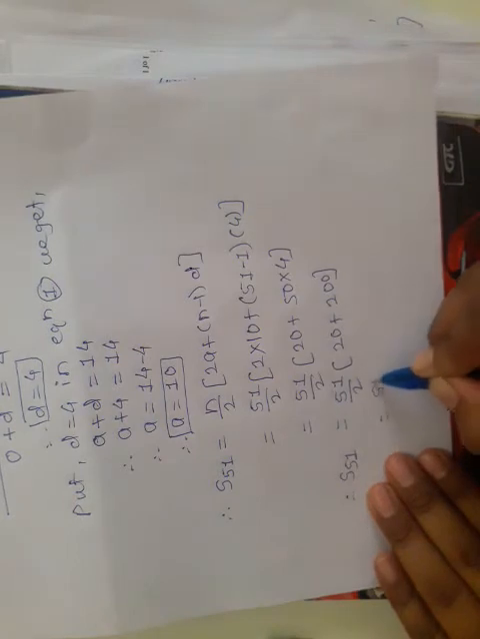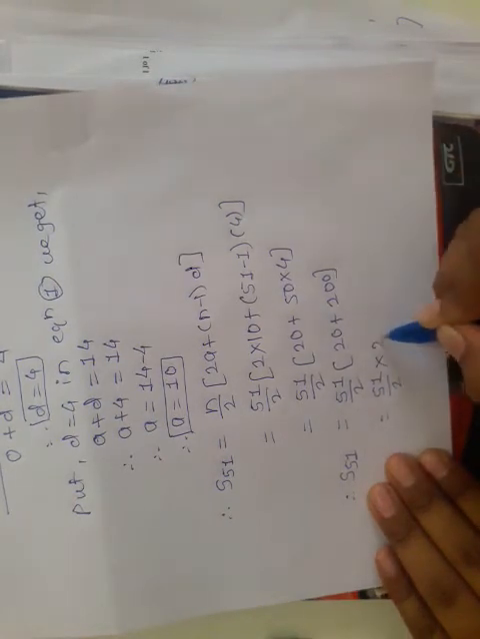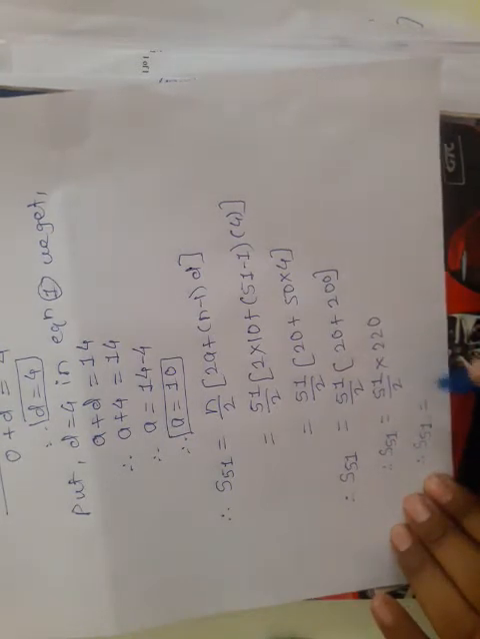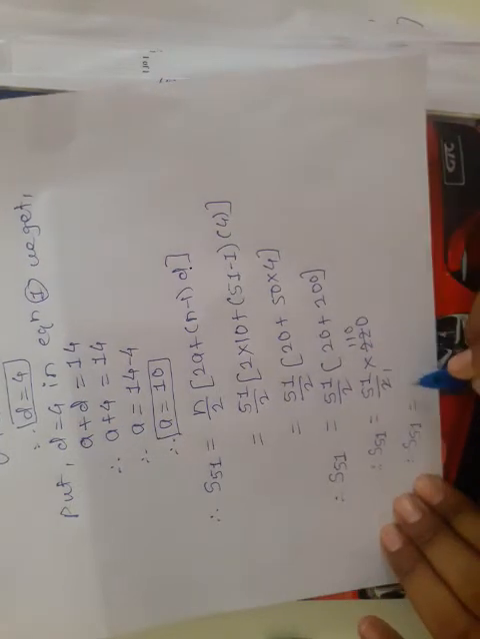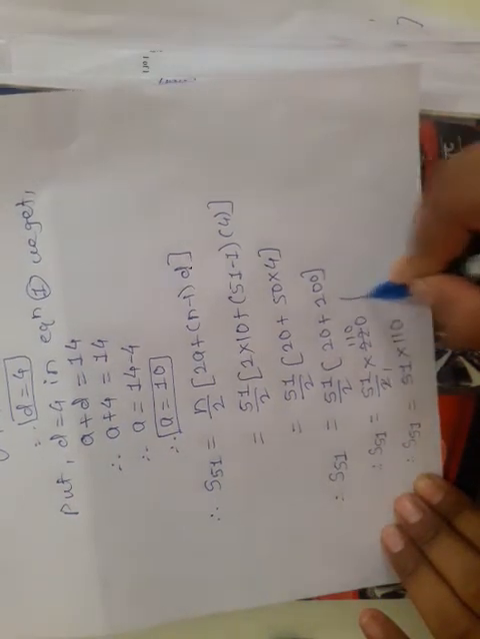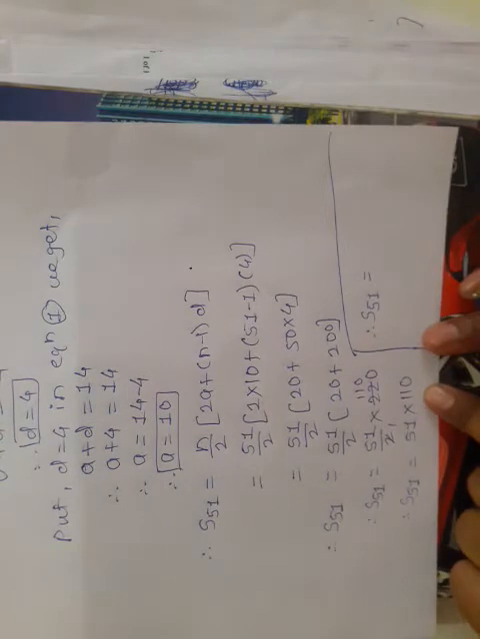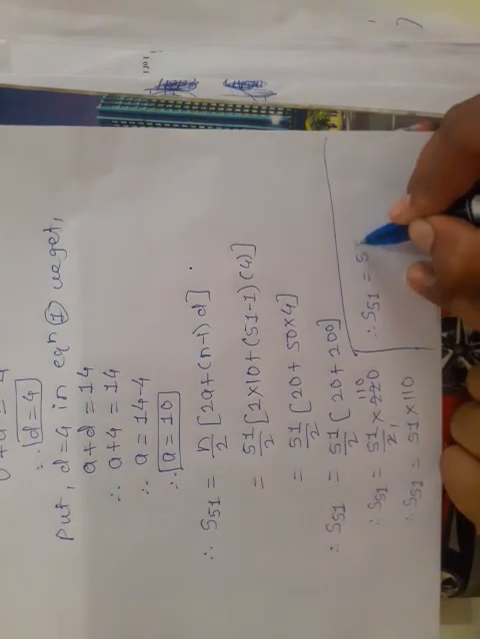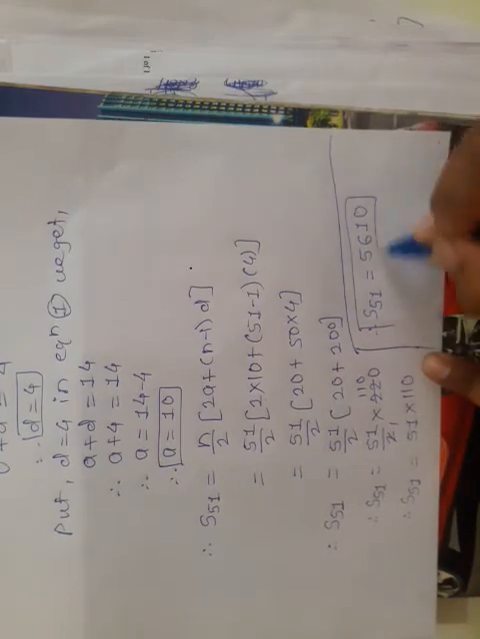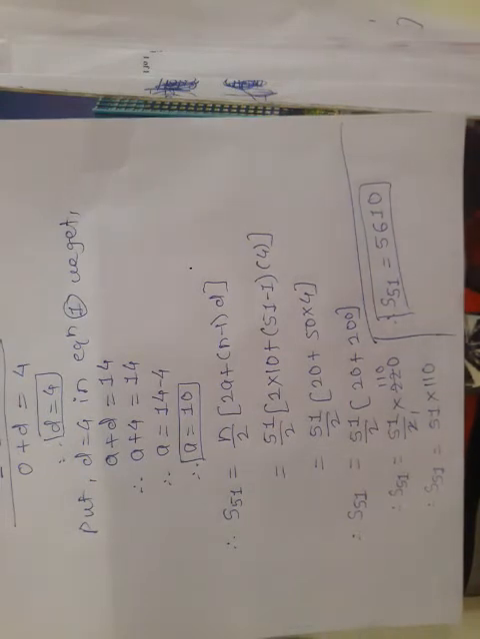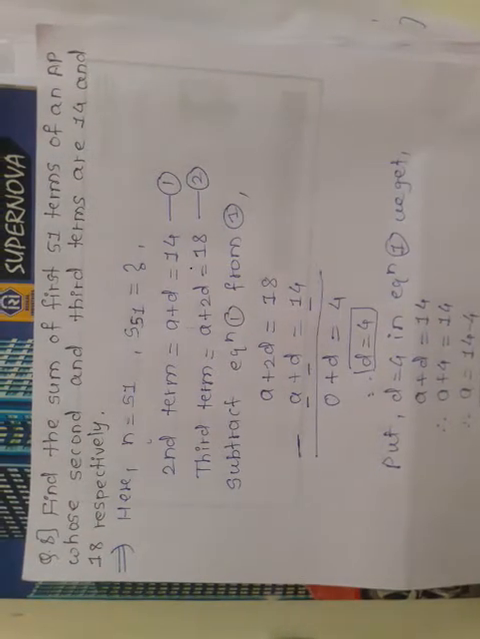We get 51 upon 2 into 220, and therefore S51 is equal to 51 into 110, which is equal to 5610. Therefore we get the sum of the first 51 terms of the AP as 5610. So write down the answer: the sum of the first 51 terms of the AP is 5610. So this is all about our question number 8. Now come to the next question.